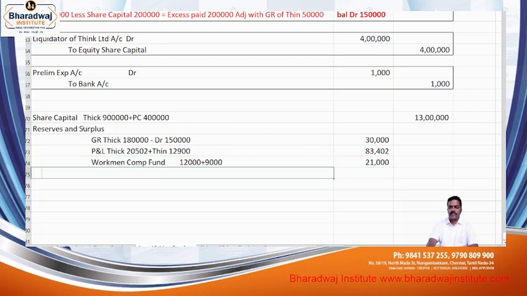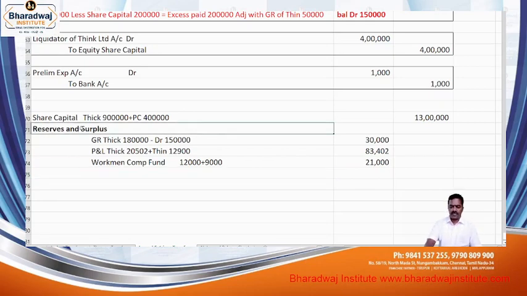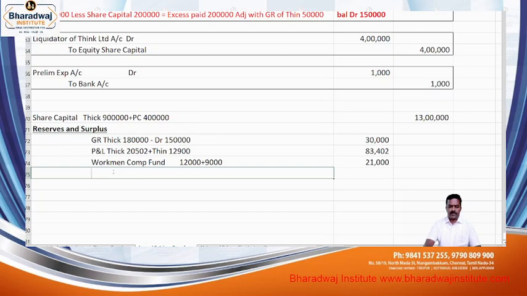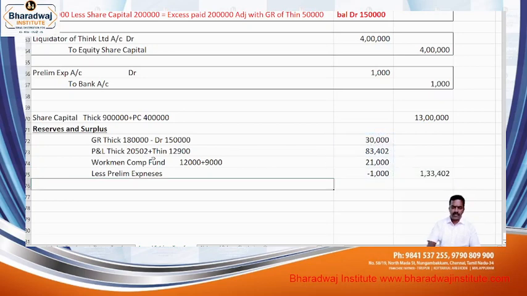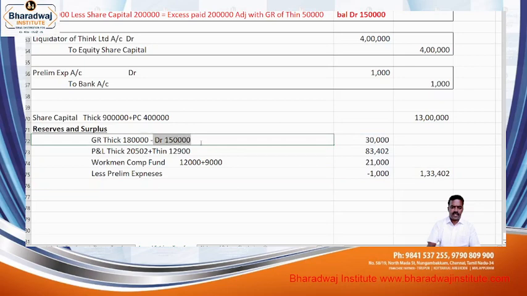Statutory SPF will be a part of liability. That is part of liability. Reserves and surplus, less preliminary expenses. What is the preliminary expenses? 1,000. So the net amount will come in the outer column. Reserves and surplus. See, general reserve was debited in the second entry. That debit.